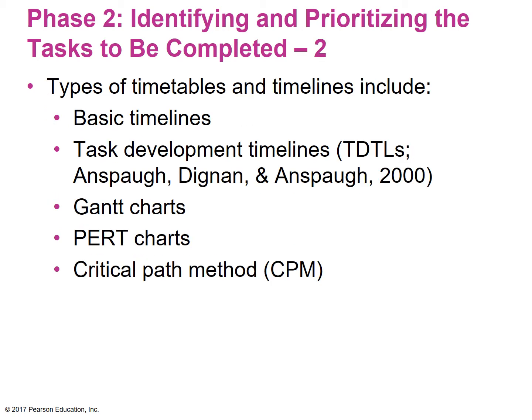All right, so speaking of timelines and calendars and this sort of thing, there are a lot of different ways that you can represent the time needed and the sequential order of things. You can do it in basic timelines. Something has a line from start date to end date, and then you just fill in the line along the way with things that need to be accomplished. Task development timelines, Gantt charts, PERT charts, CPMs.